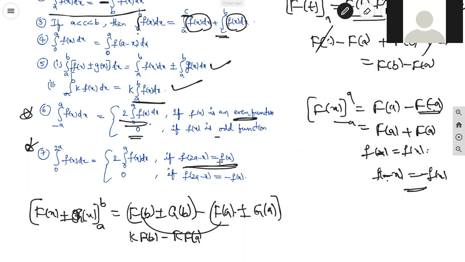When f of 2a minus x is equal to f of a minus x, in this same condition only: if odd function, it is 0; if even function, it is 2 into the integral from 0 to a of f of x dx. By using these properties, we can solve the problems.